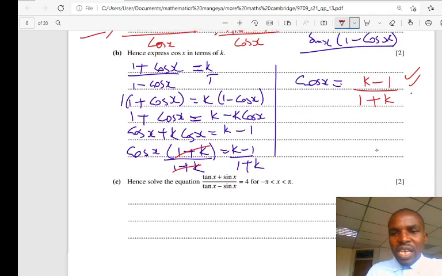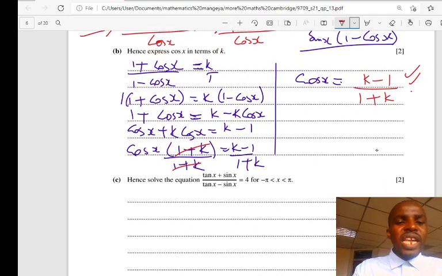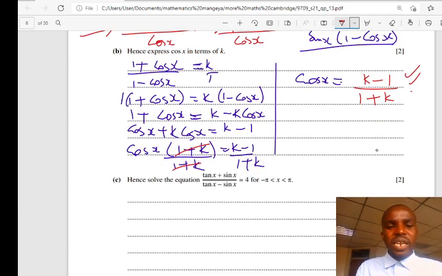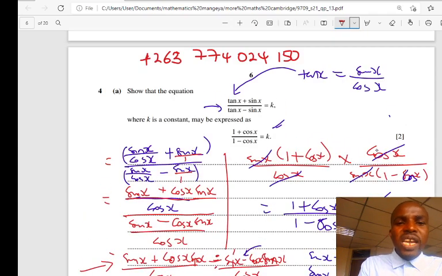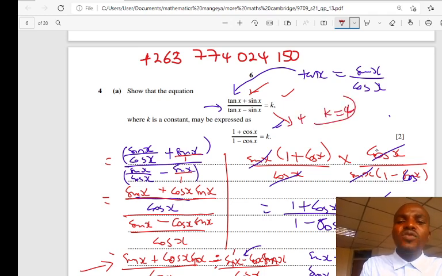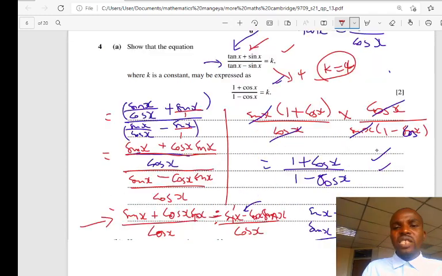Done. Next, then solve the equation tan x plus sin x over tan x minus sin x is equal to 4. Let's go up there. Right, up here you can see that the same expression which is being said to be 4 is the same thing here. So in other words, they are telling you that k is equal to 4. When k is equal to 4, then solve the equation. That's what they're telling you.